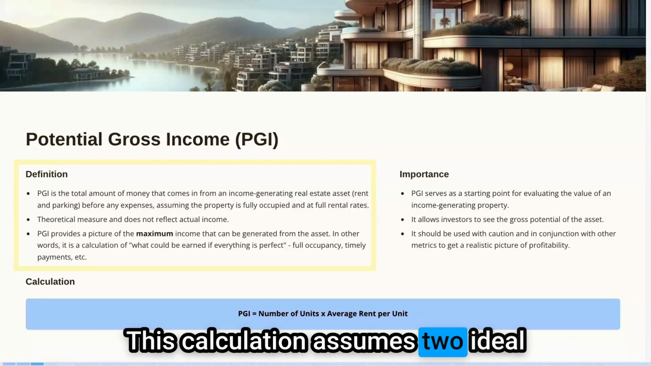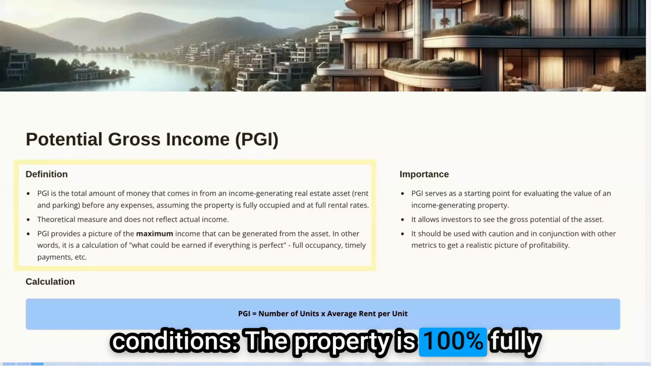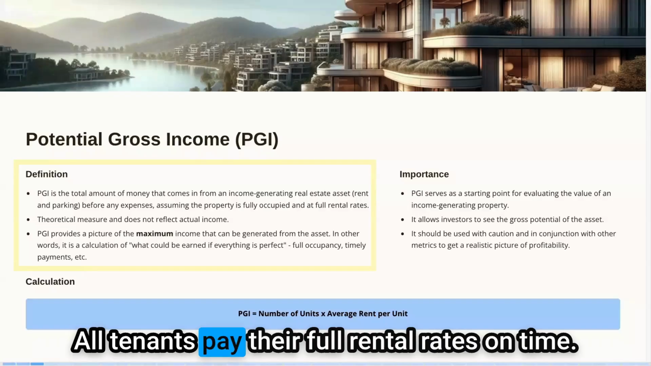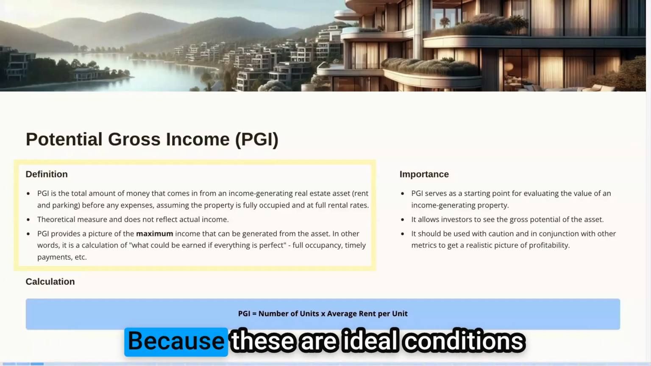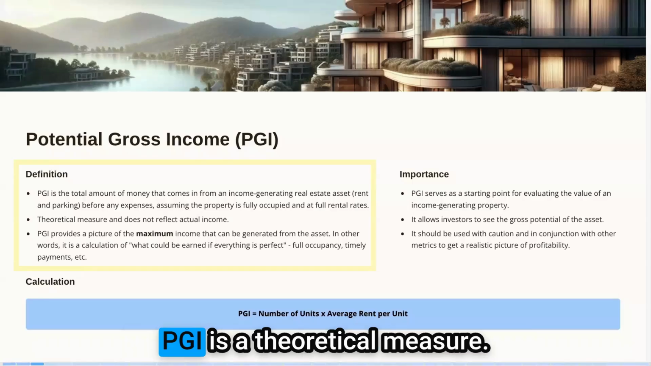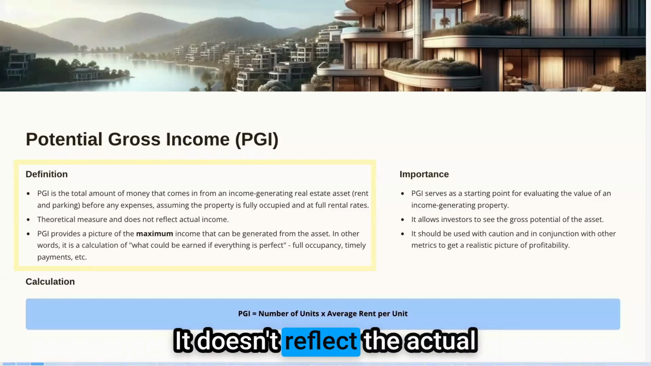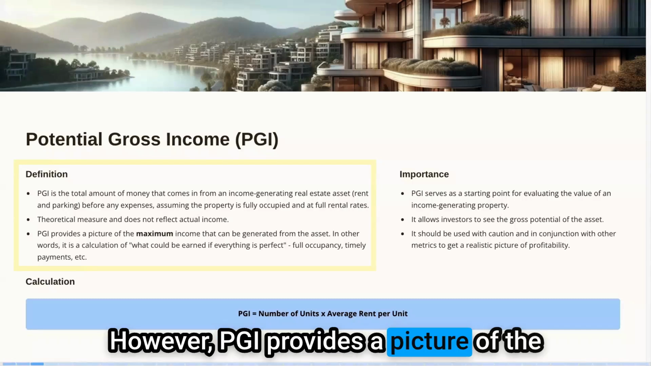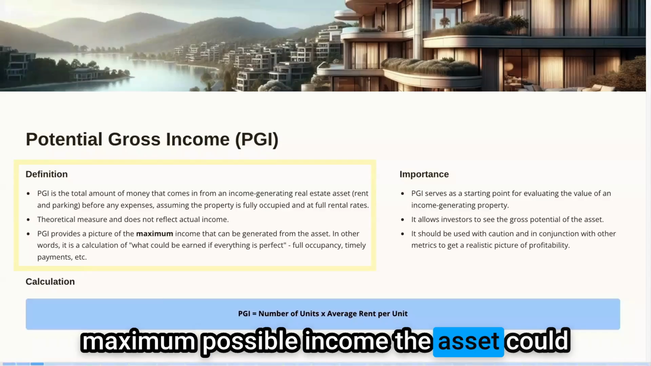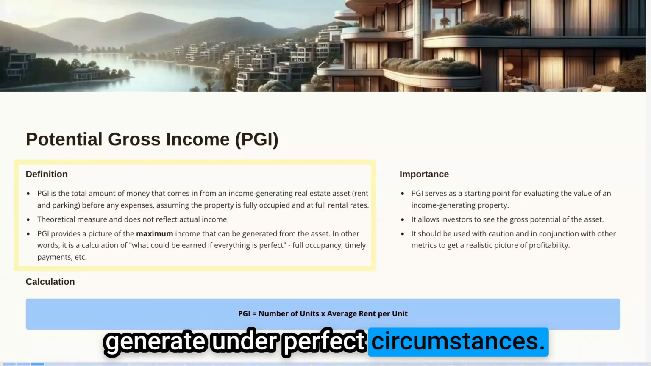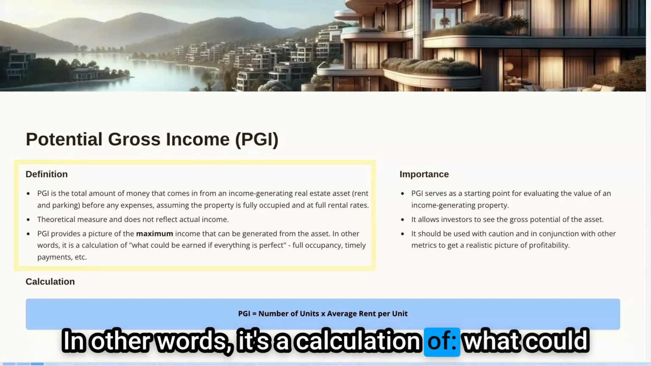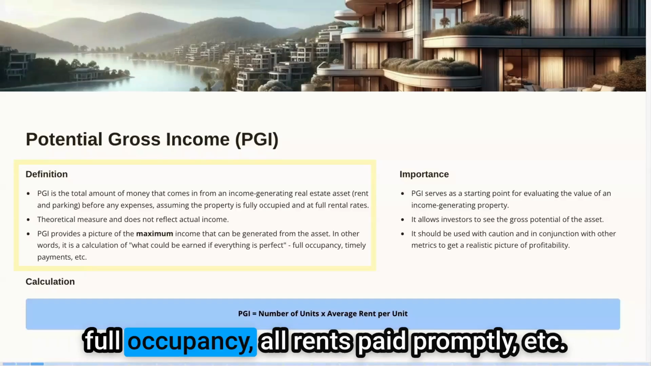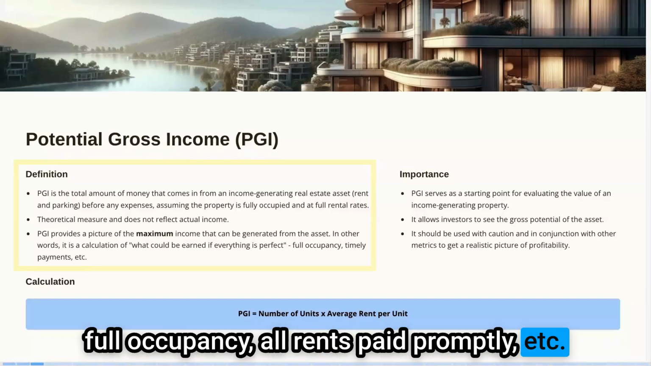This calculation assumes two ideal conditions. The property is 100% fully occupied, every single unit is rented out. All tenants pay their full rental rates on time. Because these are ideal conditions, PGI is a theoretical measure. It doesn't reflect the actual income you'll likely collect. However, PGI provides a picture of the maximum possible income the asset could generate under perfect circumstances. In other words, it's a calculation of what could be earned if everything goes perfectly right. Full occupancy, all rents paid promptly, etc.